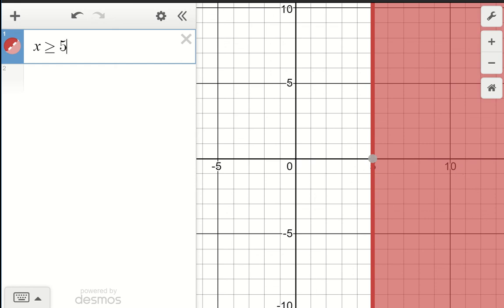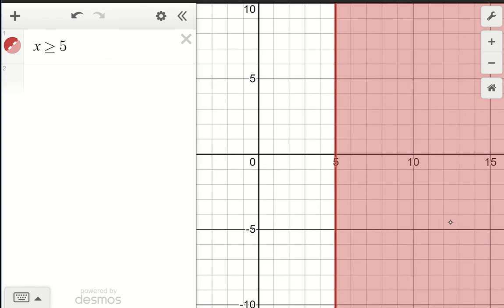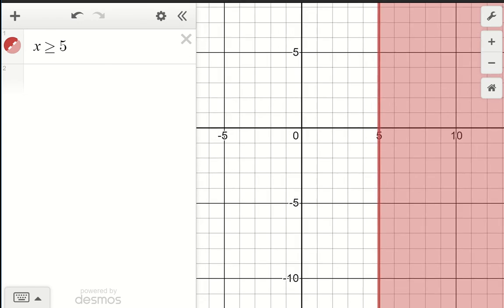Now, we're restricting ourselves to just the number line right now, but actually on the Cartesian coordinate plane, any of these points, right? Any of these points, like for example, x is 10, y is 5, that would work because any point where x's are greater than 5 is a solution. So right now we're just focusing on the number line, but I want you to know that this solution has consequences for the Cartesian coordinate plane as well.